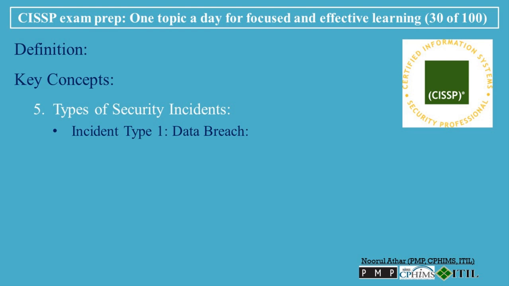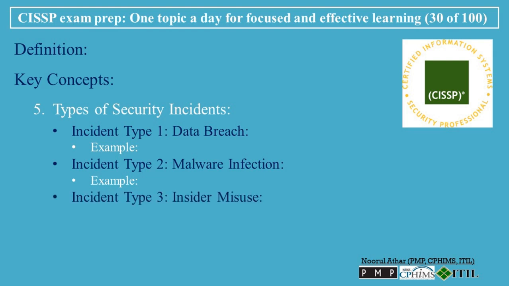5. Types of security incidents. Incident Type 1, Data Breach. Example, an attacker exploits a vulnerability in a web application and gains access to customer data stored in a database. Incident Type 2, Malware Infection. Example, a user opens a phishing email attachment, which installs ransomware that encrypts files on the organization's network.